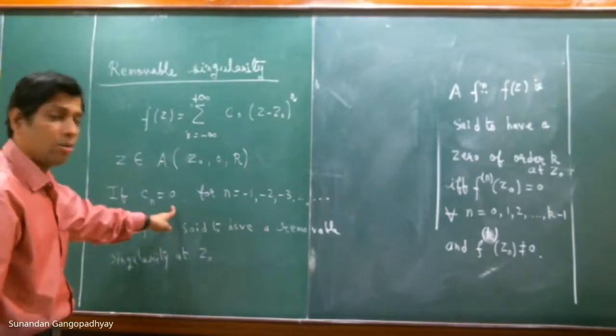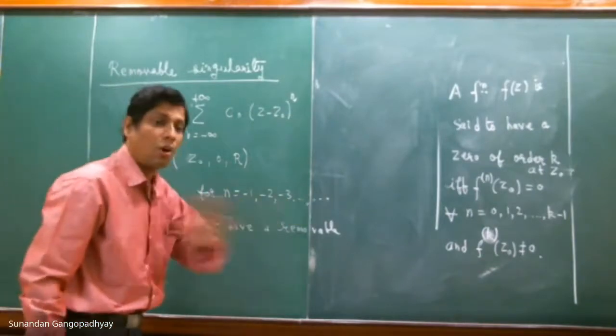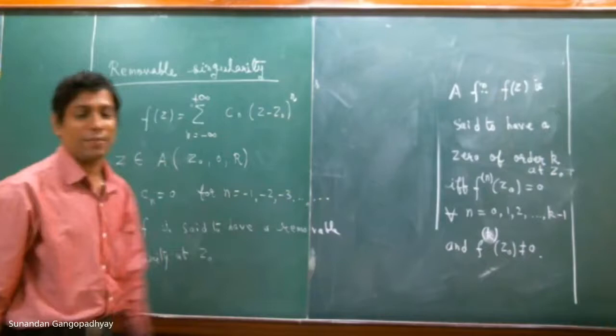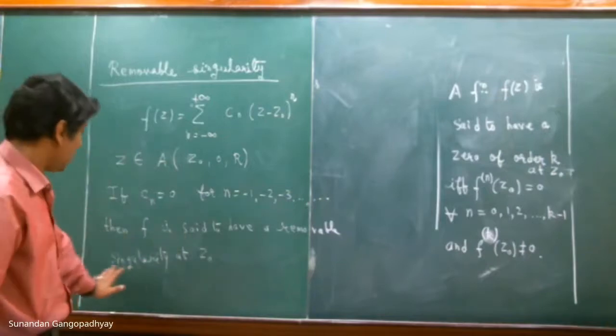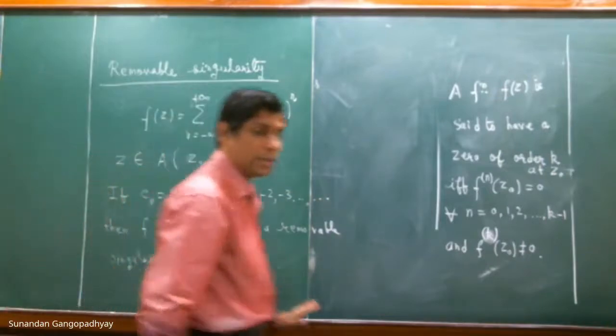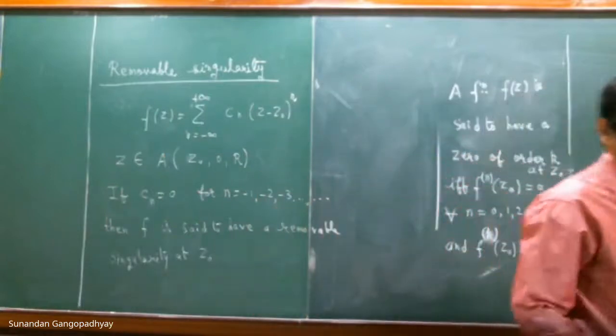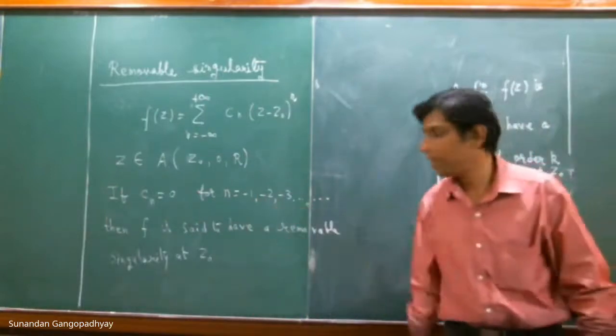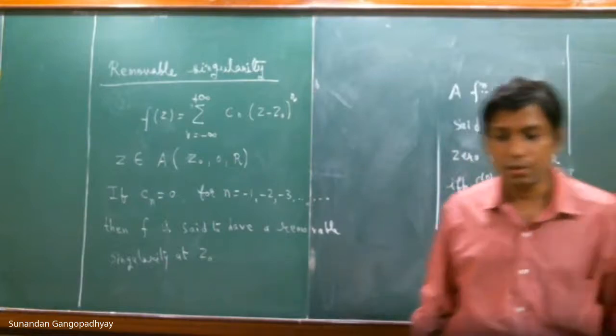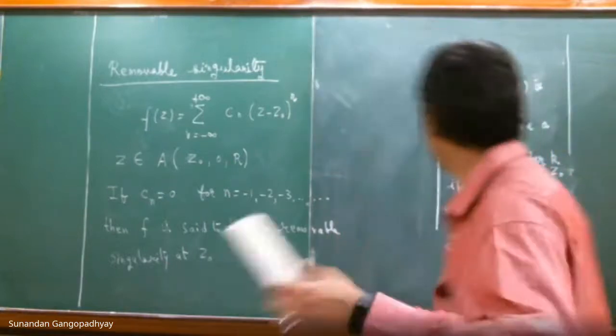If Cn is equal to 0 for all these n, so all the negative coefficients are vanishing, then f is said to have a removable singularity. If the function has this property, then this function is said to have a removable singularity at z naught. Let's see what I mean by that.